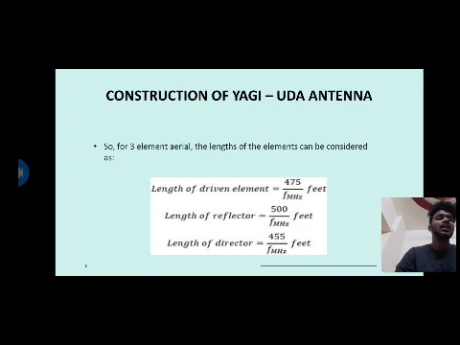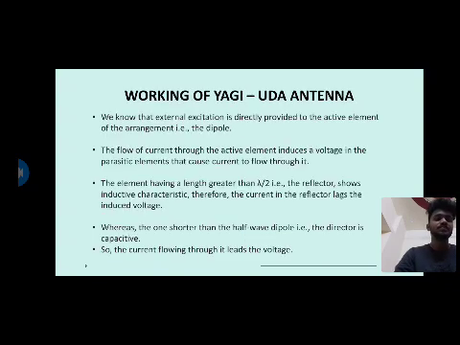For a three element aerial, the length of the elements can be considered as follows. Length of driven element is 475 by frequency in megahertz feet. Length of reflector is 500 by frequency feet. Length of director is 455 by frequency feet.